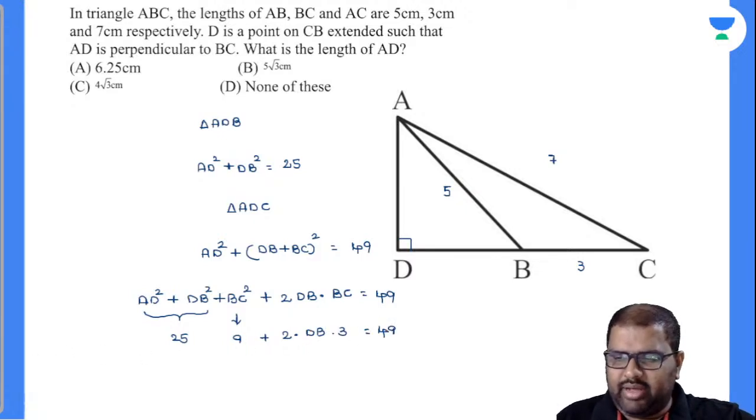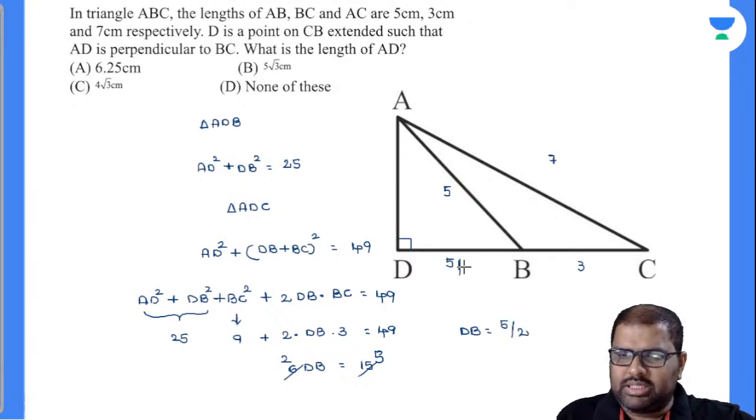Basically, what will be the value here? So this is 6 DB is equal to 49 minus 9 which is 40, 40 minus 25 will be 15. So this will be 5 and this will be 2. So my DB value will be equal to 5 by 2.